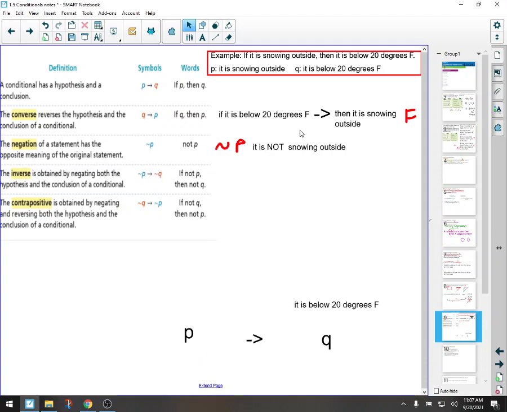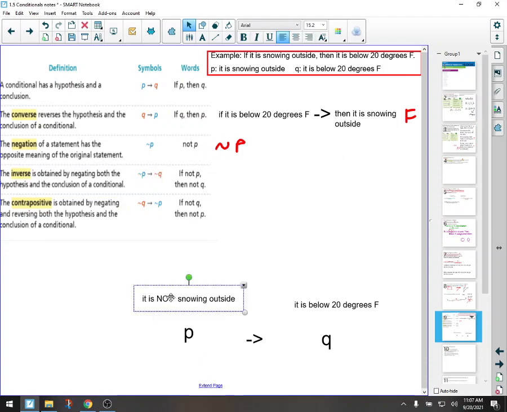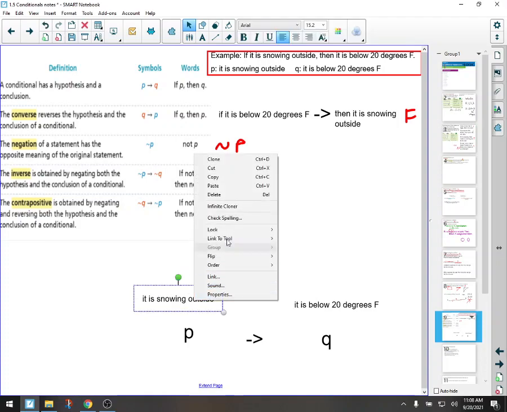So, wait, I thought I made you an infinite cloner. Oh, it's because I deleted the thing, right? Okay, turn it back into an infinite cloner.